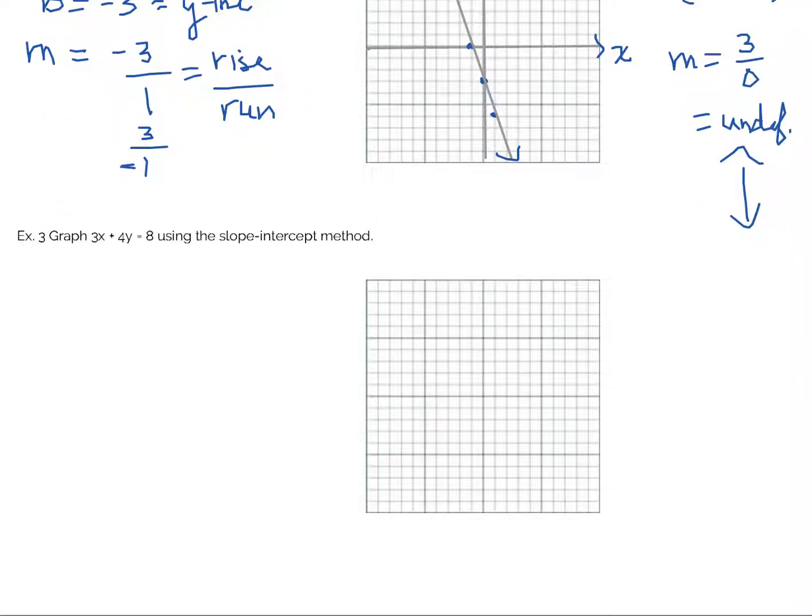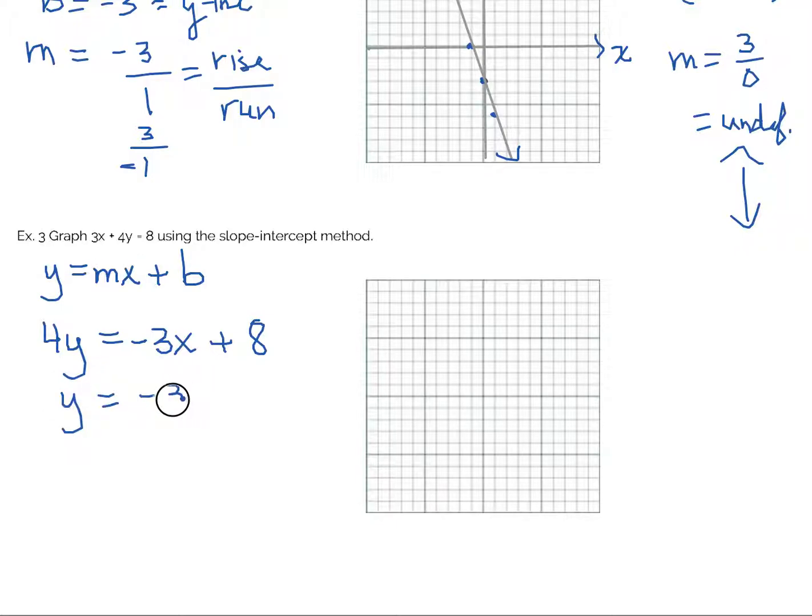All right, here we go. Hopefully you can still see in your paper the steps, so I'm going to run through them here. So first of all, solve it and put in the form y equals mx plus b, where m is the slope and b is the y-intercept. So we're going to get 4y, subtract 3x from both sides, plus 8. Now I'm going to divide everything by 4. So we get y equals negative 3/4 x plus 2. Again, we have a negative slope. So first thing you want to do is identify your b, which is your y-intercept, and that's 2.